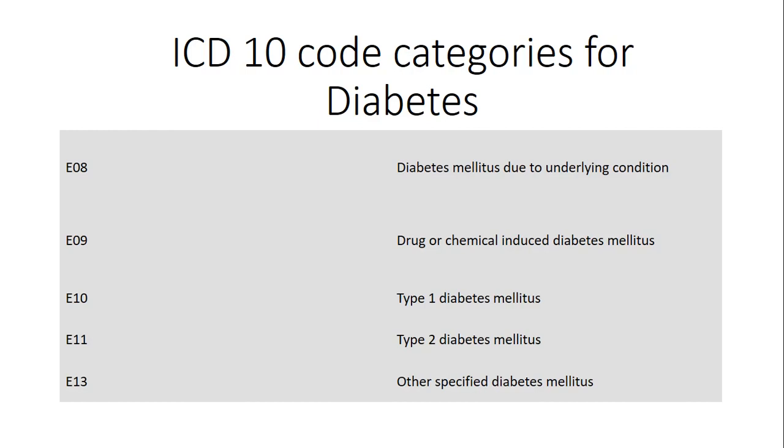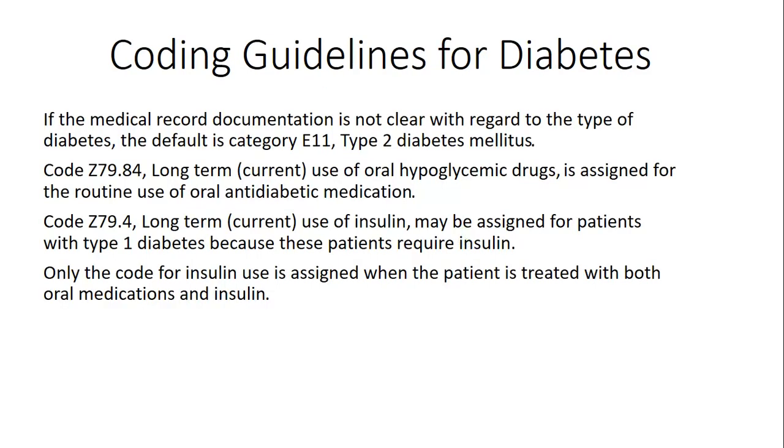These are simple ICD-10 coding guidelines for diabetes. If the medical record documentation is not clear with regard to the type of diabetes, by default the category code will be E11.9, the specific code for type 2 diabetes, unspecified. If there is long-term use of an oral hypoglycemic drug, we have to use code Z79.84. That is used for long-term use of oral hypoglycemic drugs, for routine use of oral anti-diabetic medication.